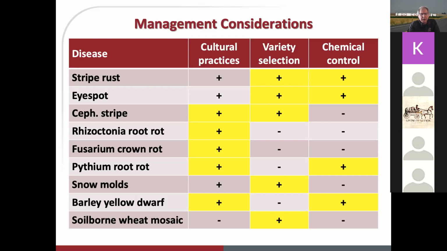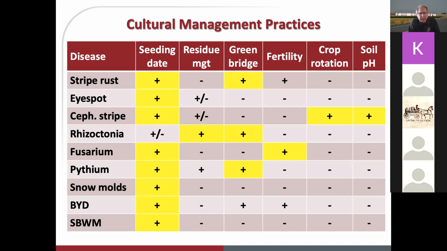When we zero in on the cultural management practices, again, the same thing holds here. The yellow are those that have the greatest impact. And you can see that essentially for all of these diseases, seeding date is an important factor. For most of these diseases, things like stripe rust, eyespot, cephalosporium, Fusarium, you really want to avoid very early seeding, or early seeding relative to the production area. For things like Pythium, it's actually the reverse. Very late seeding tends to be worse than on-time or early.